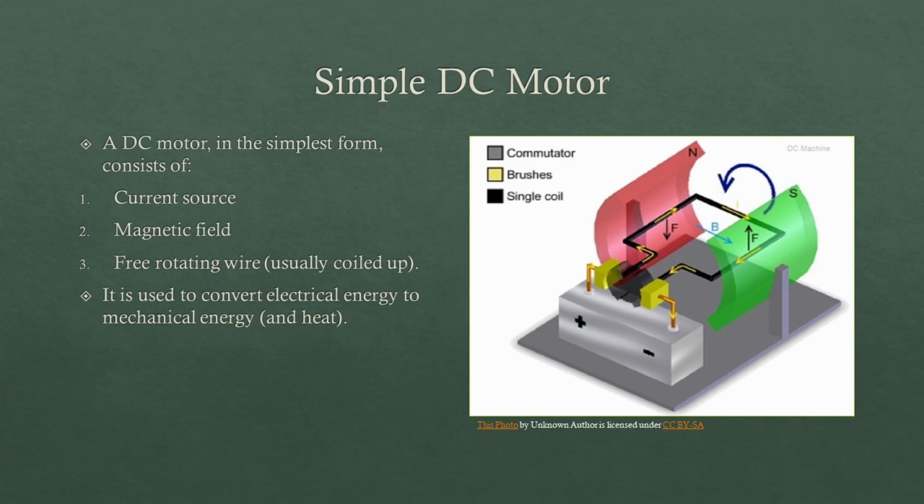Okay, so this is the simple DC motor, which consists of three parts: current source, magnetic field, and free rotating wire here, as shown in this figure, and it's used to convert electrical energy to mechanical energy plus heat.